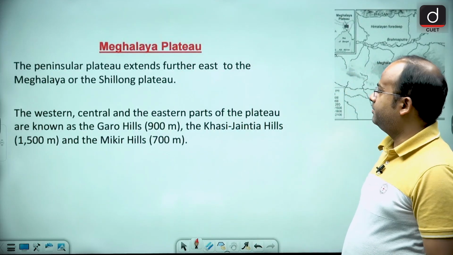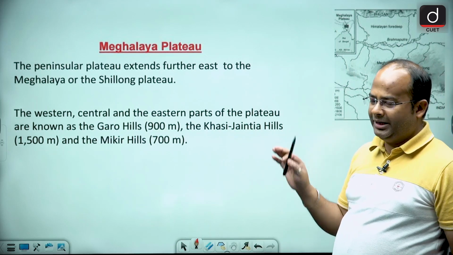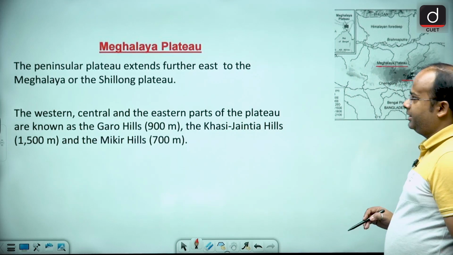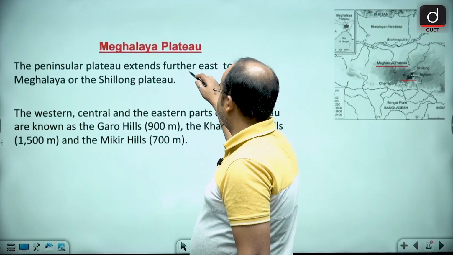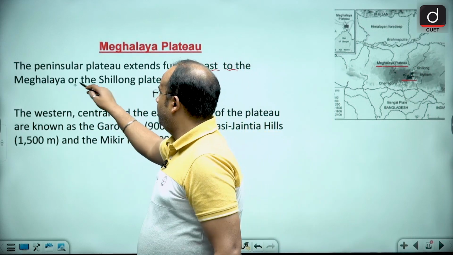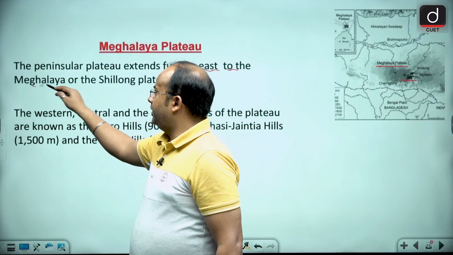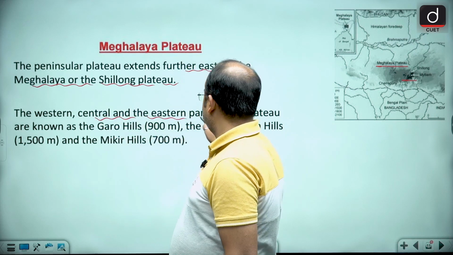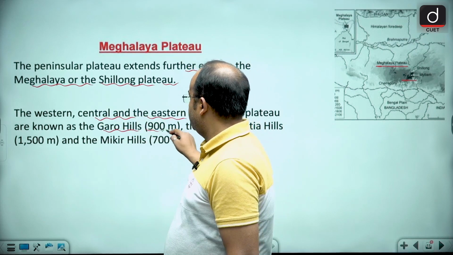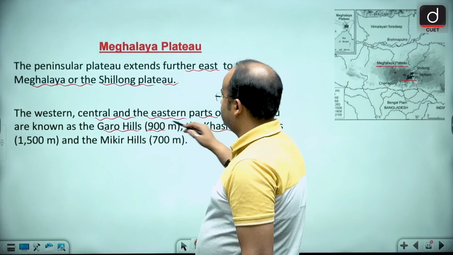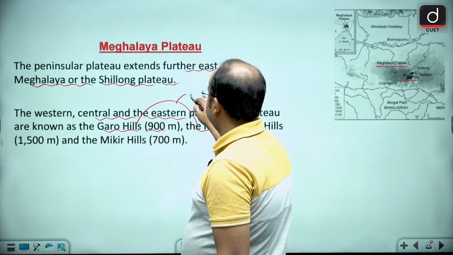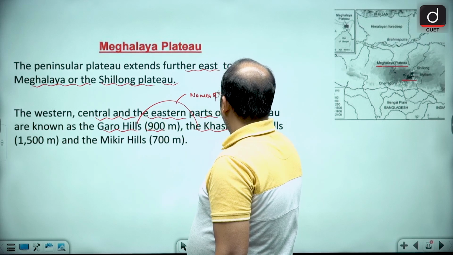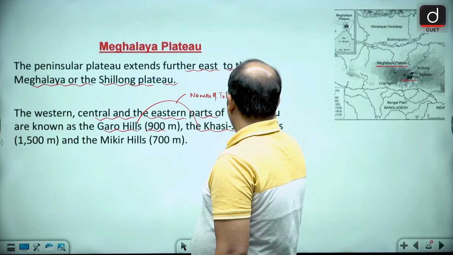Next we have, guys, the Meghalaya Plateau. Now guys, this Meghalaya Plateau is mainly located in the Meghalaya region, and it is a peninsular plateau that further extends east, known as the Meghalaya or Shillong Plateau. The western and the central eastern parts of this plateau are known as the Garo Hills, Khasi and Jaintia Hills. Garo, Khasi and Jaintia are the names of the tribes, plus they are the hills of Meghalaya.